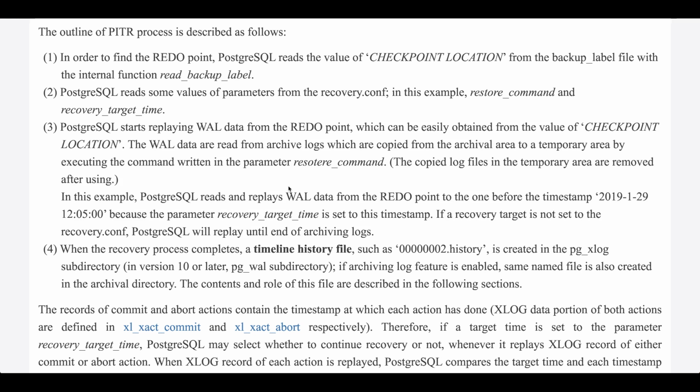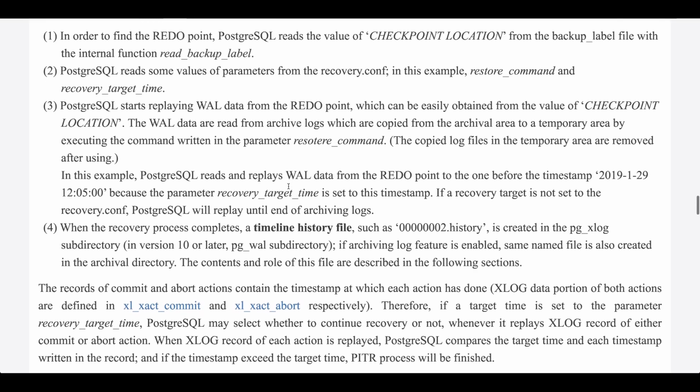2. Postgres reads some values of parameters from the recovery.conf, in this example, restore_command and recovery_target_time. 3. Postgres starts replaying WAL data from the redo point, which can be easily obtained from the value of the checkpoint location. The WAL data are read from archive logs, which are copied from the archival area to a temporary area by executing the command written in the parameter restore_command. The copied log files in this temporary area are removed after use.